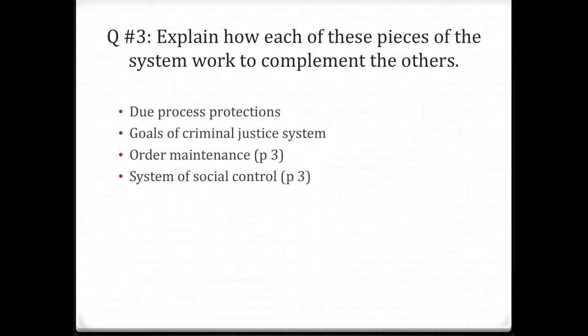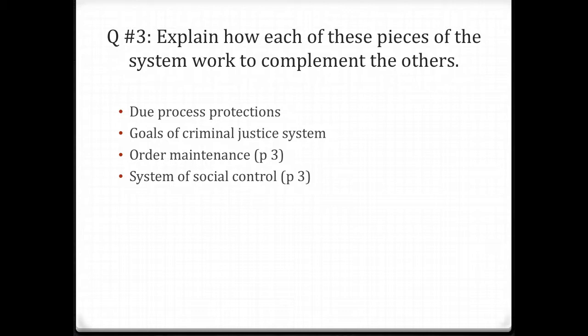And then how do each of these pieces of the system work to complement each other? Well, they're on page 3. It tells you the due process protections, the goals of the criminal justice system, which may be retribution and it may be rehabilitation.